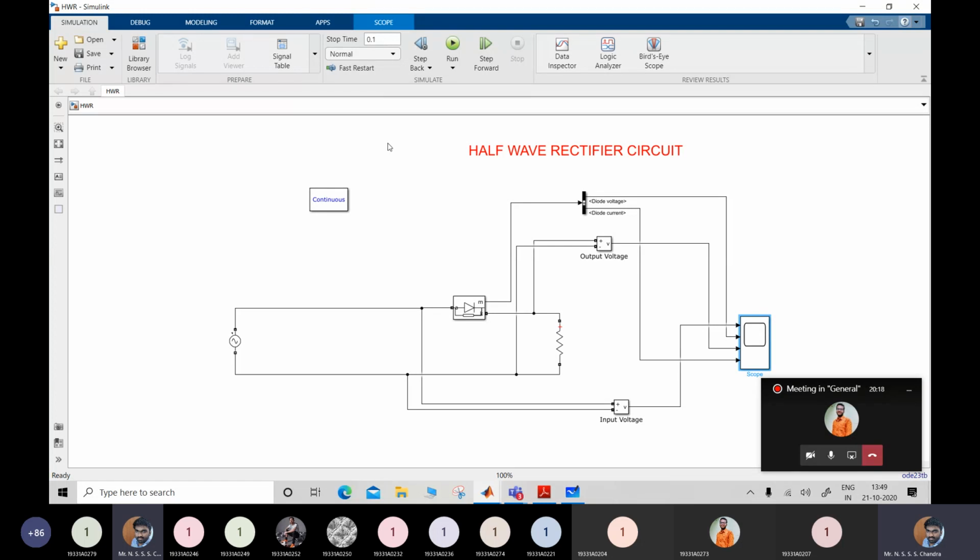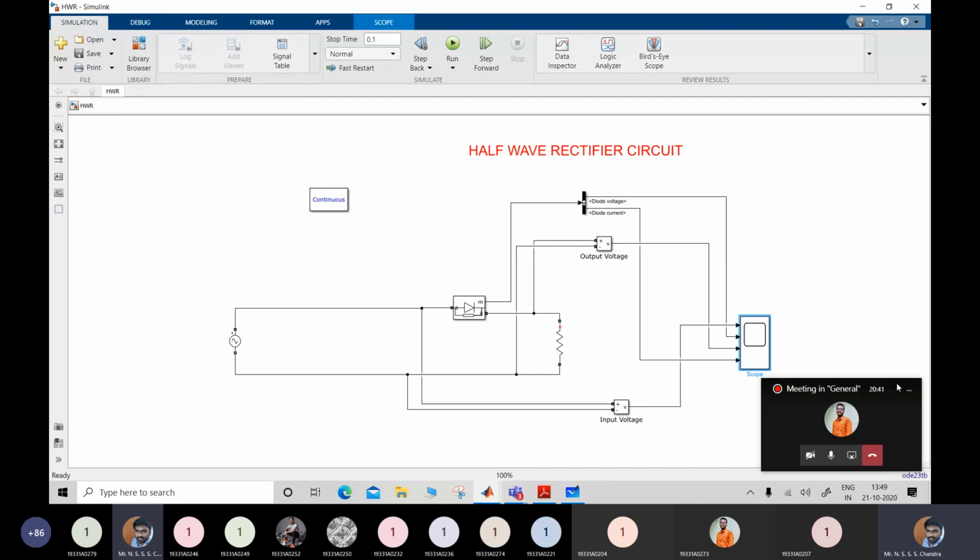Because for 50 Hz, the time period is 20 milliseconds. I'll be showing 5 full cycles. So that's why I've taken the time period as 20 milliseconds into 5, that is 0.1 second. And then in order to get a better output, I have to check your simulation parameters also.